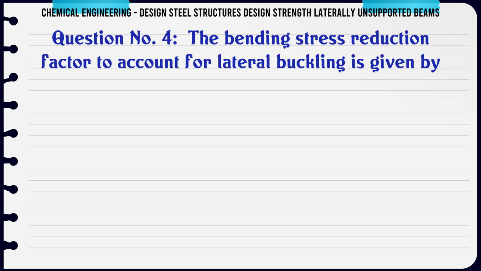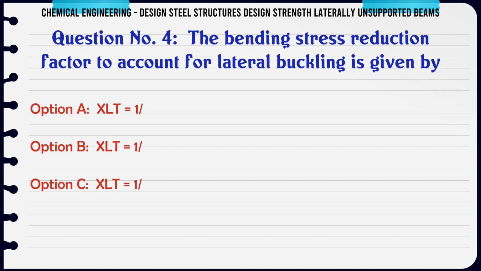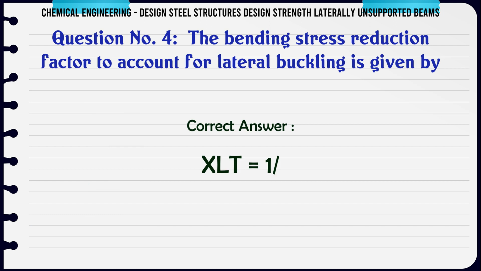The bending stress reduction factor to account for lateral buckling is given by: A) XLT = 1 / [φLT + (φLT² − λLT²)^0.5], B) XLT = 1 / [φLT + (φLT² − λLT²)], C) XLT = 1 / [φLT − (φLT² − λLT²)^0.5], D) XLT = 1 / [φLT − (φLT² − λLT²)]^0.5. The correct answer is XLT = 1 / [φLT + (φLT² − λLT²)^0.5].